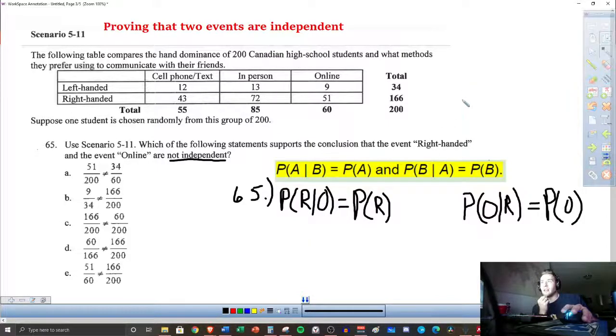So we know our rule for conditional probability as well. So we know this is the probability of right-handed and online over the probability of online.